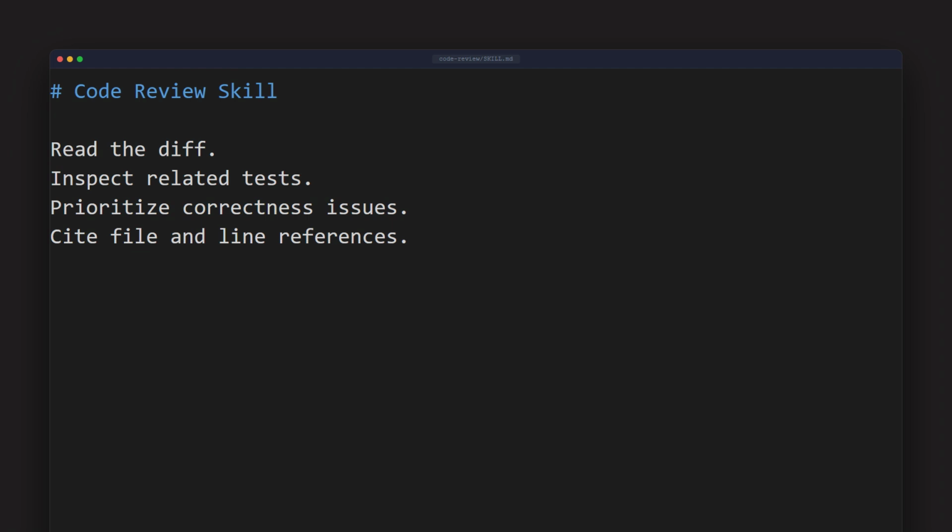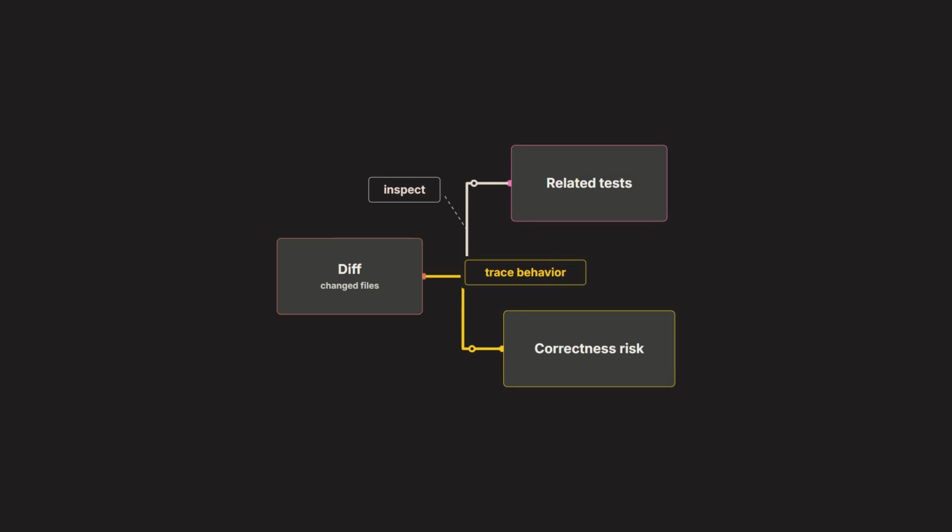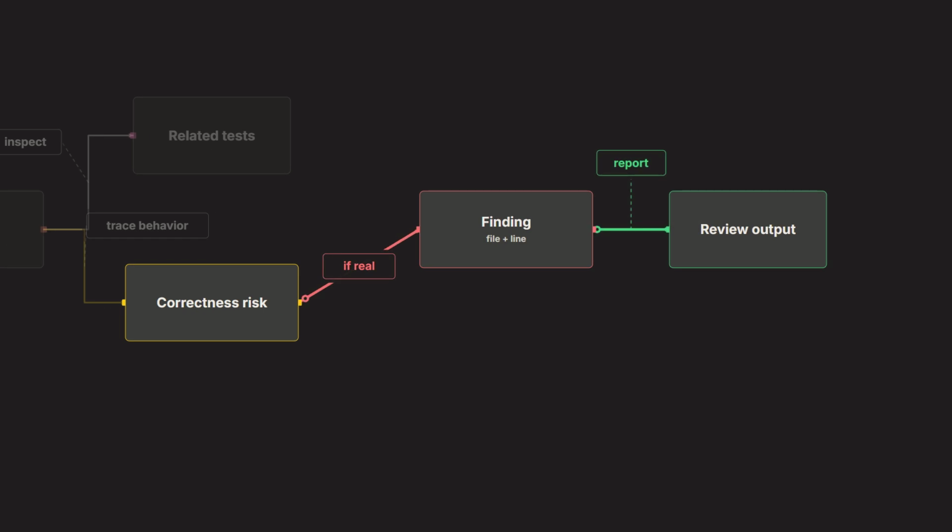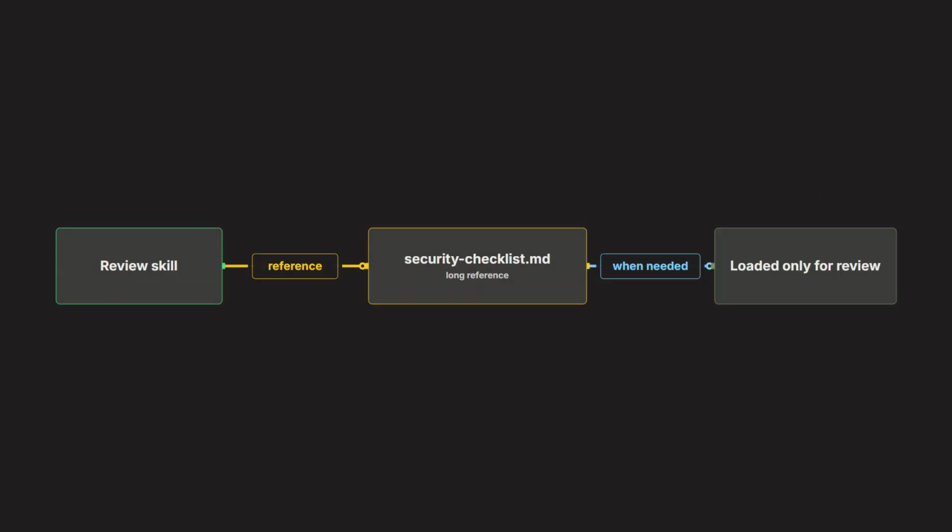A code review skill might keep the main file short: read the diff, inspect related tests, prioritize correctness issues, cite files and lines, and avoid style-only noise unless it affects behavior. If the team has a long security checklist, that can live in a reference file.